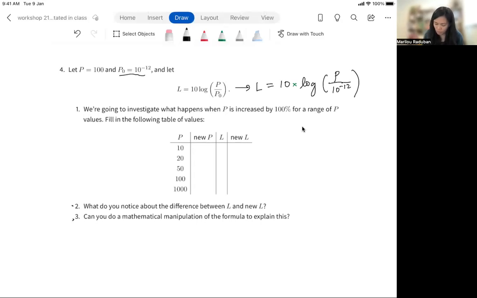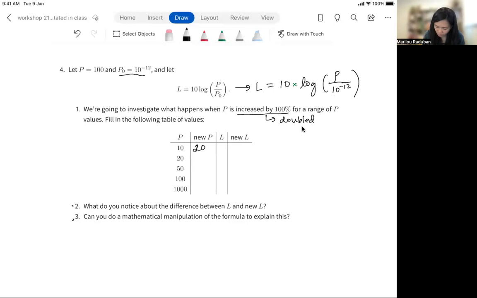And we're going to investigate what happens to L when P is increased by 100%. Increased by 100% means it's doubled. P is doubled for a range of P values. So first one, when P is equal to 10, the new P is increased by 100%, meaning the new P is doubled. So that will be 20 for the new P. And we want to find what is L and then the new L, meaning after doubling P.